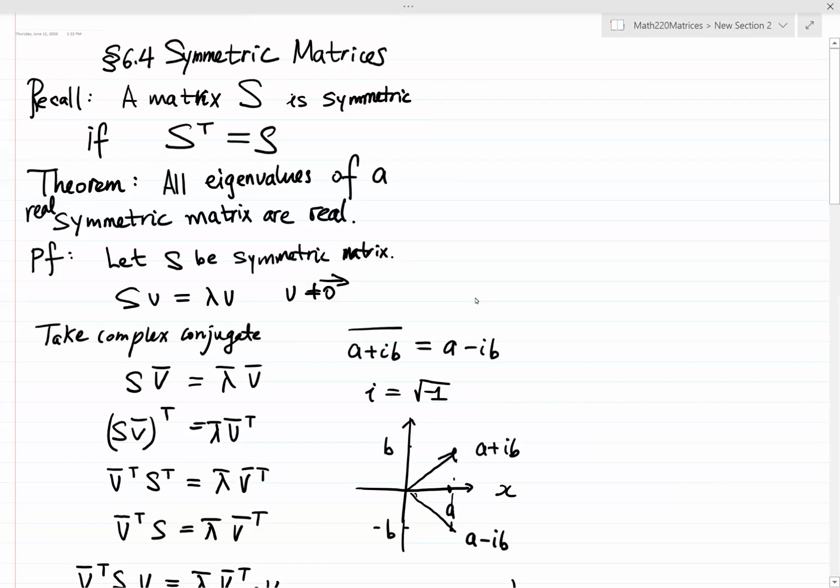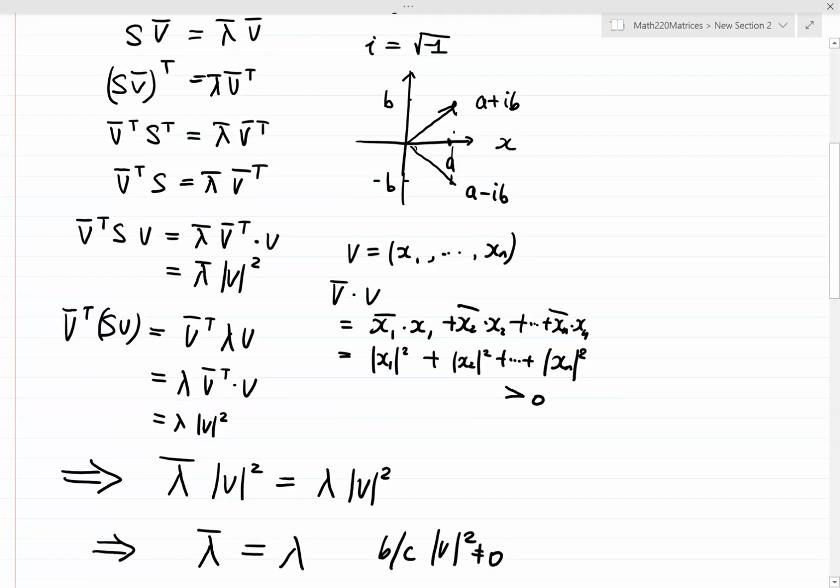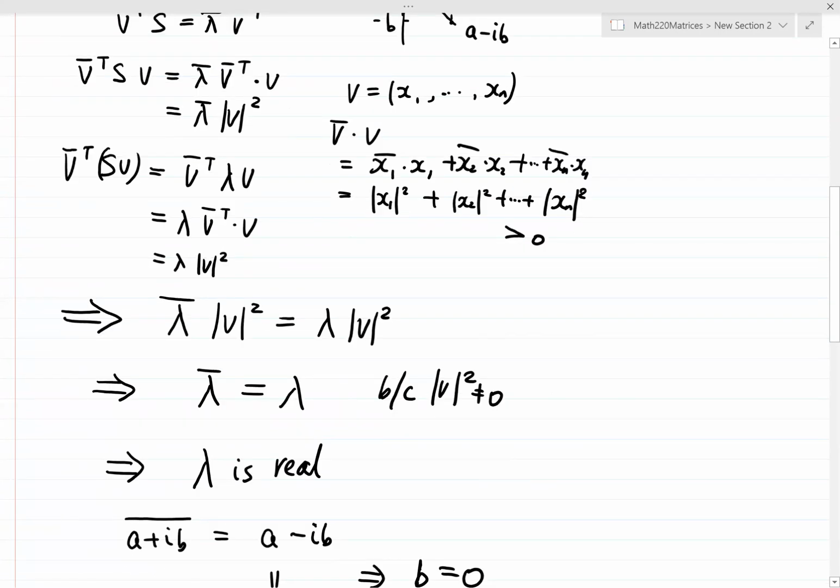Okay, so last time we talked about symmetric matrices. Symmetric matrices have nice properties. For instance, this theorem: all eigenvalues of a real symmetric matrix are real. So there are no complex eigenvalues. And we proved this by using the inner product.